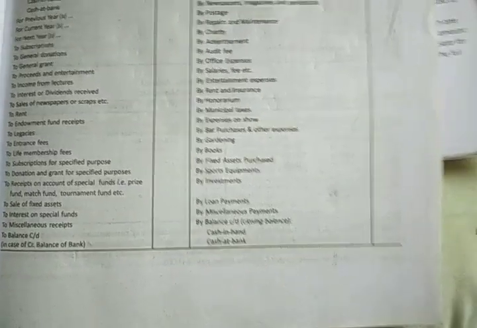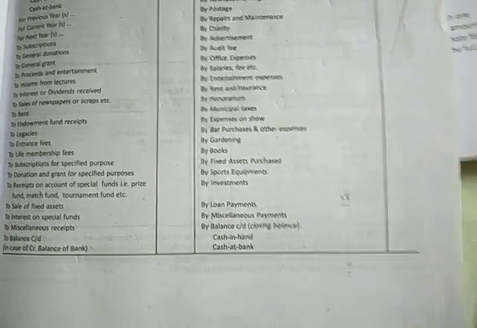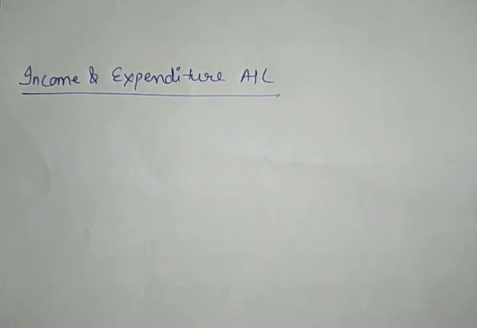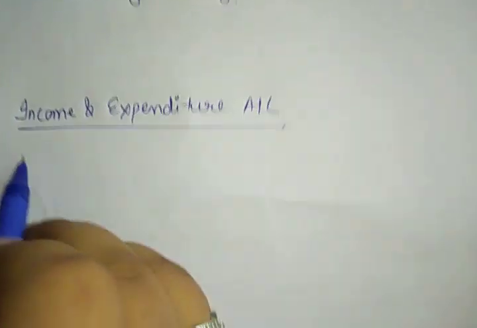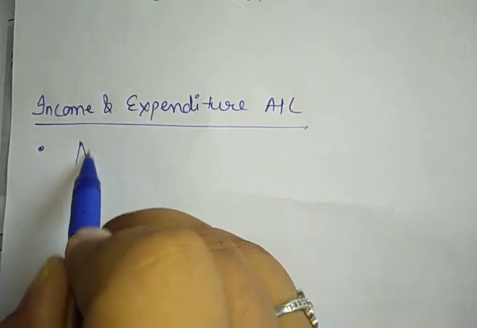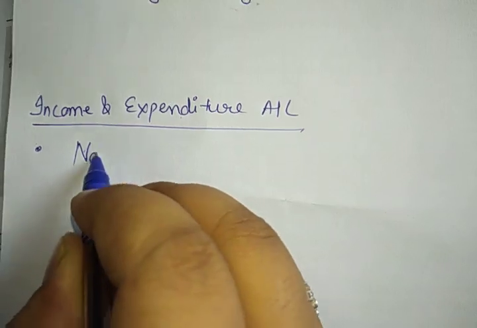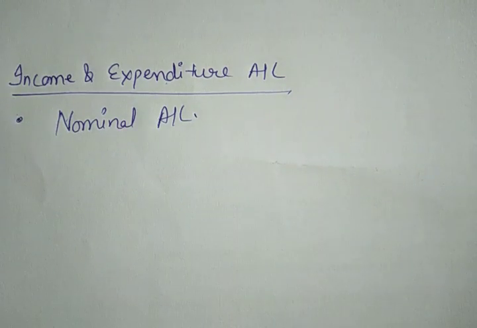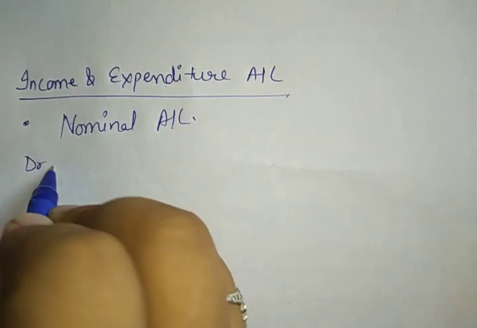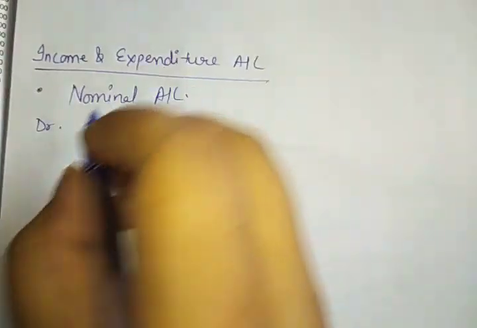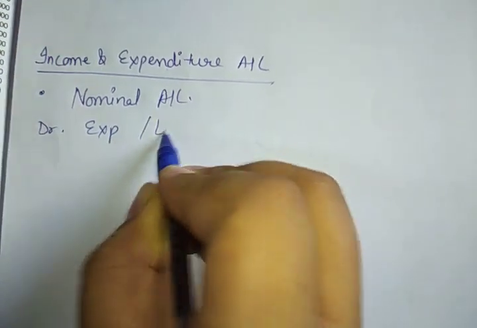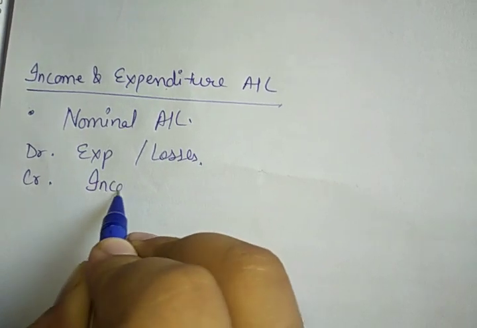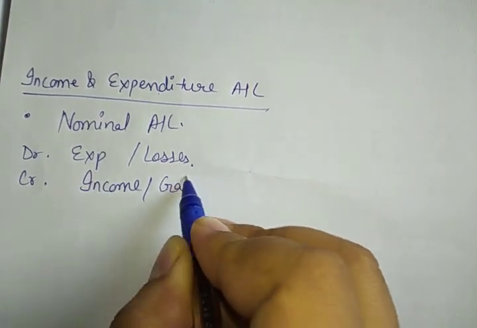After that, the second account that is made is the income and expenditure account. Let's have a look. Now look, the income and expenditure account is very much similar to the profit and loss account, and it deals with income and expenditure. So it is a nominal account. What does a nominal account say? Debit all expenses and losses. So on the debit side, expenses and losses will be written, and credit all income and gains. So on the credit side, we will be writing income and gains.